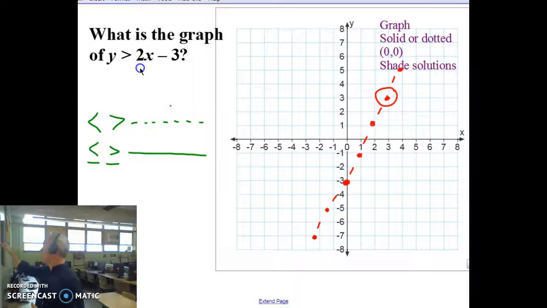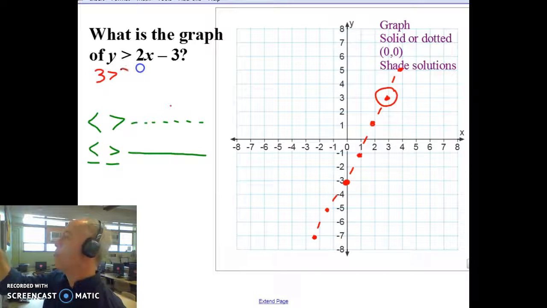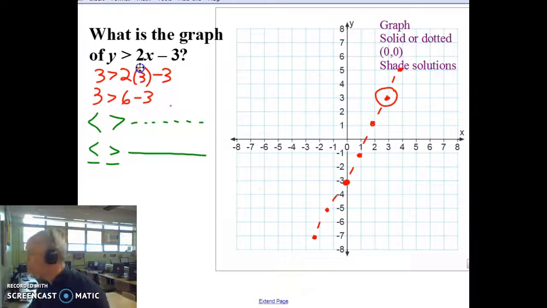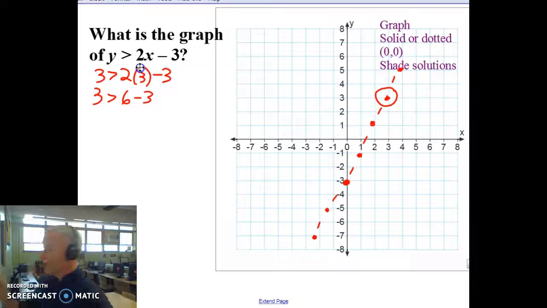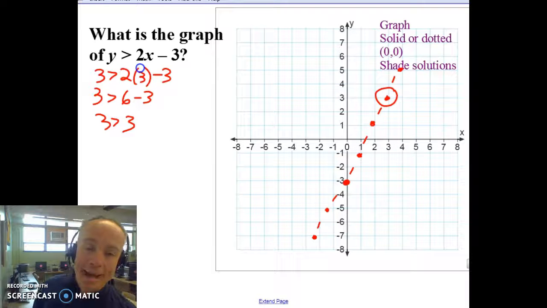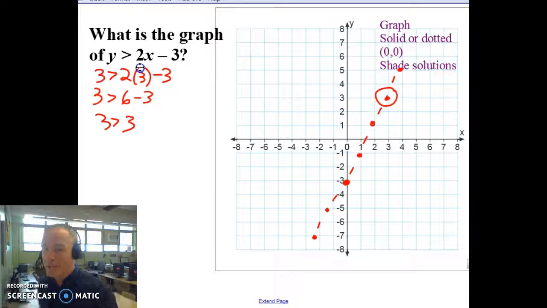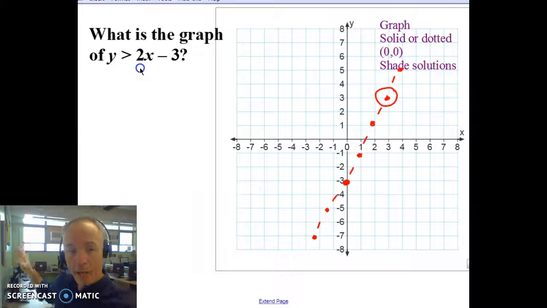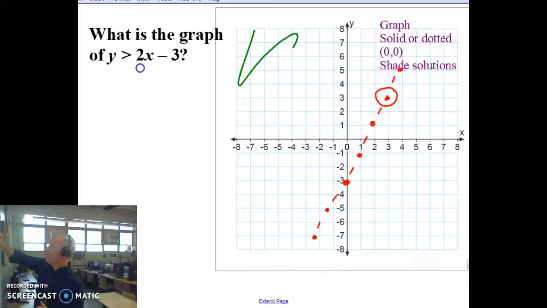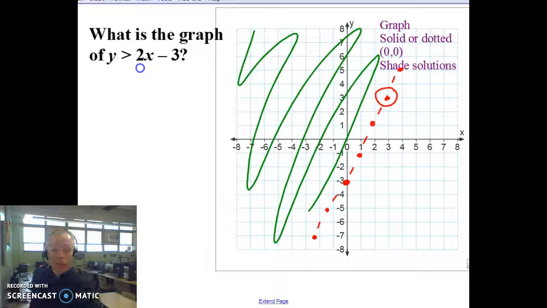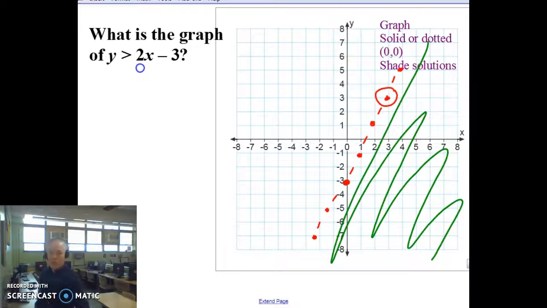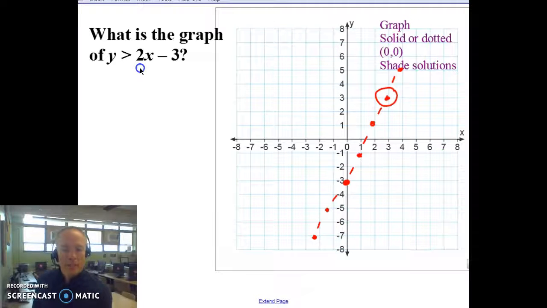Let's use 3, 3. Plug in 3 for y and 3 for x to see if 3, 3 is a solution. Is 3 greater than 3? No, it's equal to 3. So 3, 3 is not a solution. Now, what are the solutions then to an inequality? Well, all of the solutions to this inequality are either going to be on this side of the line, or all of the solutions are going to be on this side of the line. We have to determine which side are the solutions.